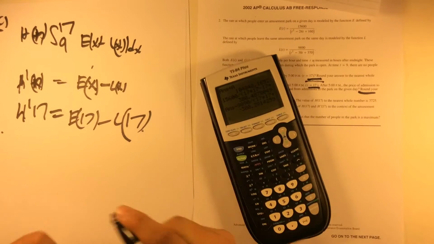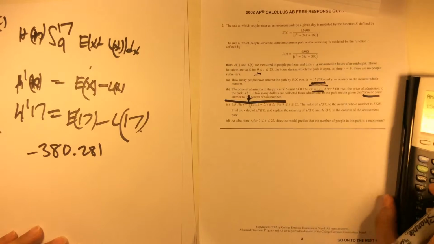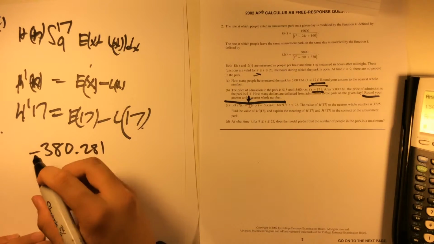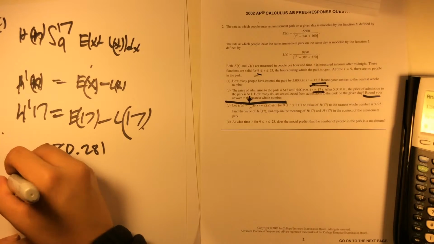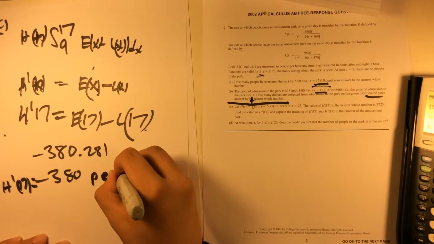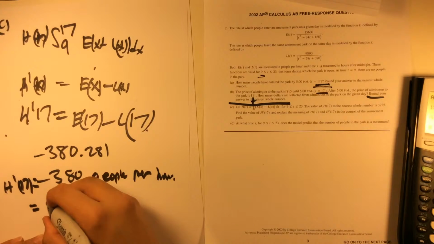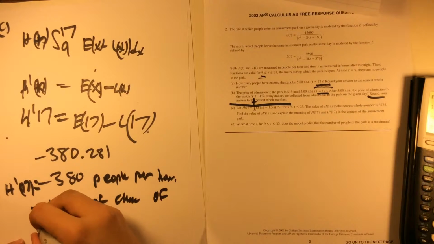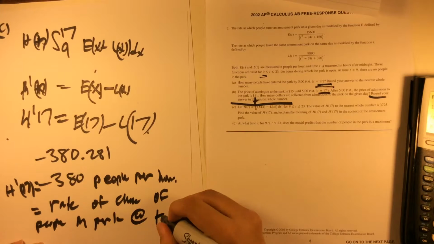That answer gives you negative 380.281. Round your answer to the nearest whole number, so it's approximately negative 380. Now H prime of 17 equals this number. And this is a rate, in people per hour. This also means the rate of change of people in the park at t equals 17.